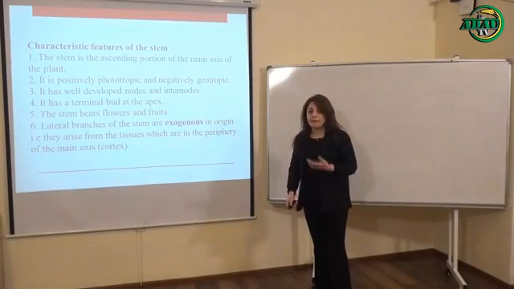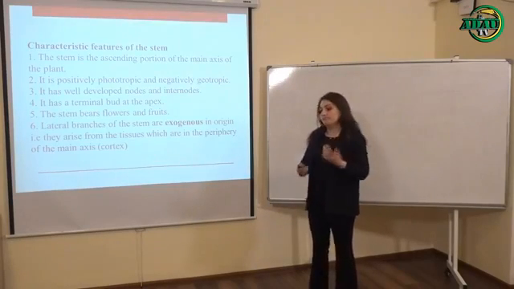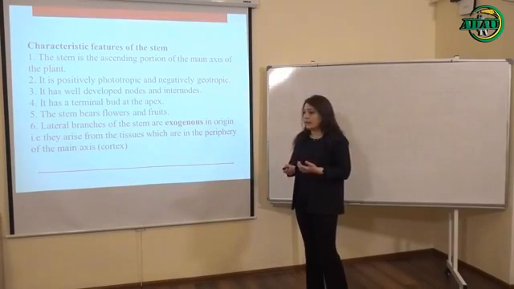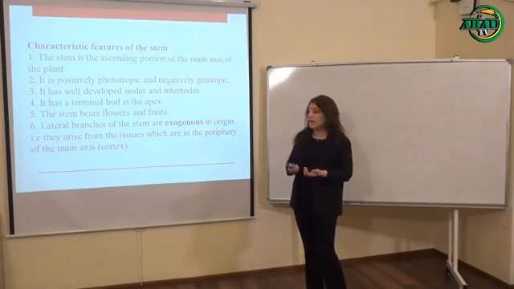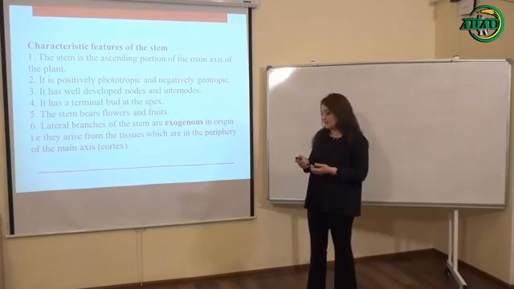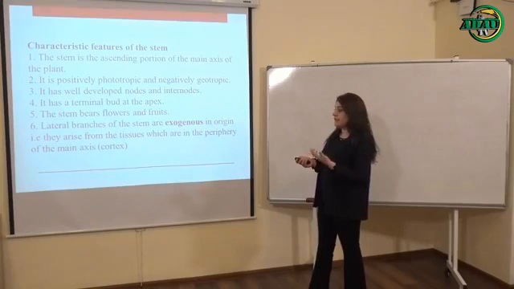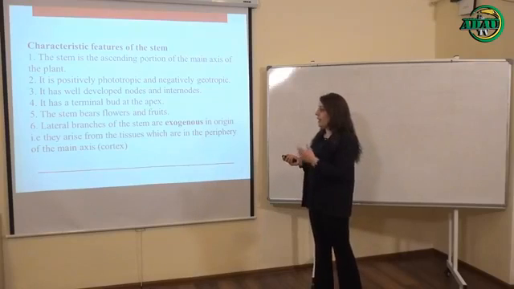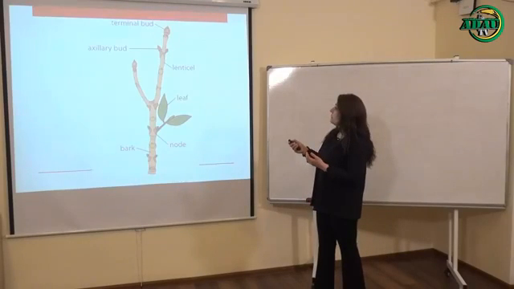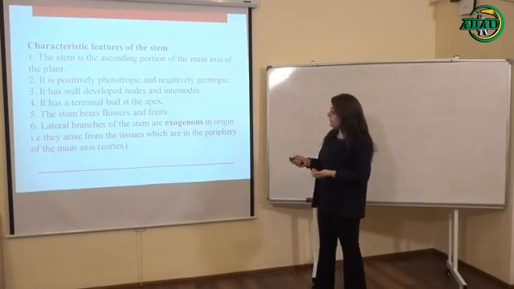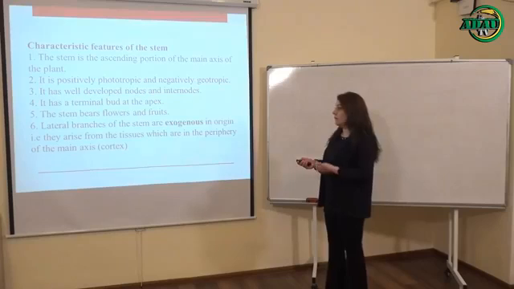And you should remember that, unlike the stem, roots don't have nodes and internodes, and so they don't bear leaves, buds, and fruits. This feature distinguishes root from the stem. The stem has well-developed nodes and internodes. It has a terminal bud at the apex. This is the terminal bud at the apex of the stem, the main axis of the plant. And the stem bears flowers and fruits.